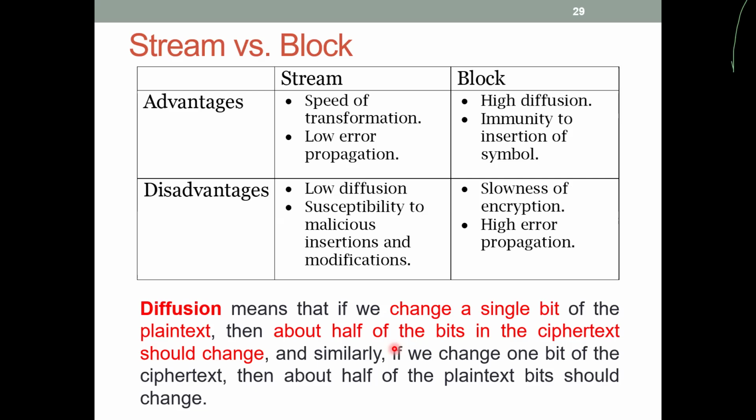Similarly, if you look at the disadvantages, stream ciphers are susceptible to malicious insertion and modification. If you are using a stream cipher, we are taking one bit, so there are many possibilities for malicious insertion or modification. Also, a block cipher is a little slower compared with stream ciphers. It has high error propagation, because we are using a set of bits. Therefore, this is high error propagation.